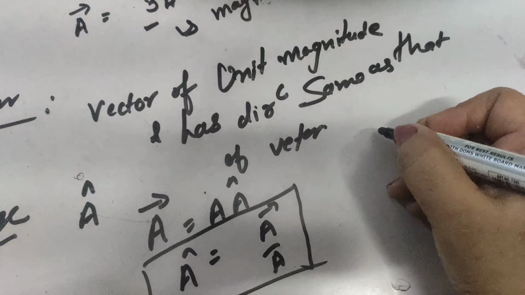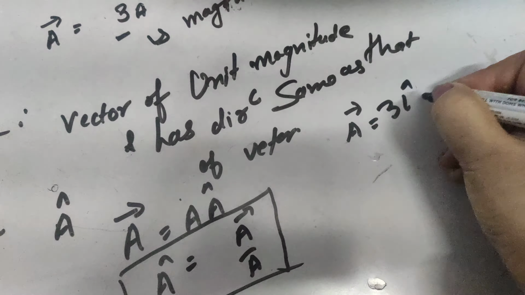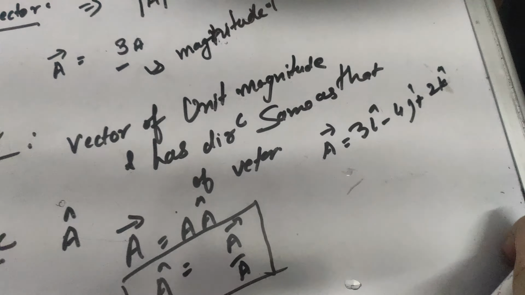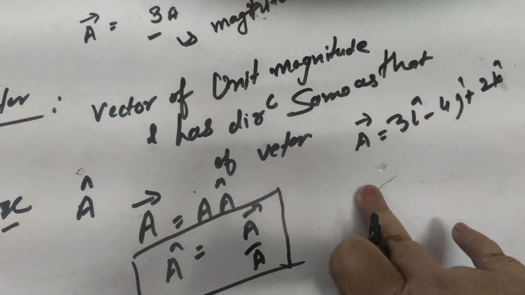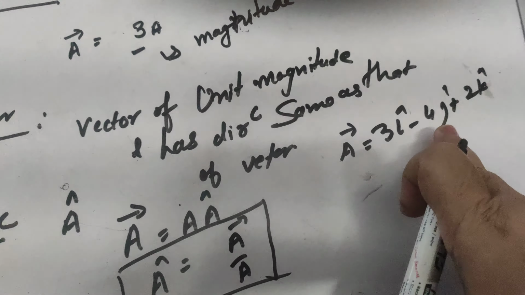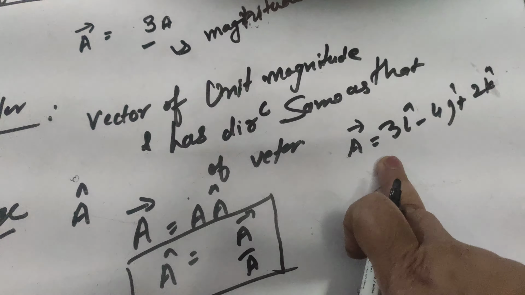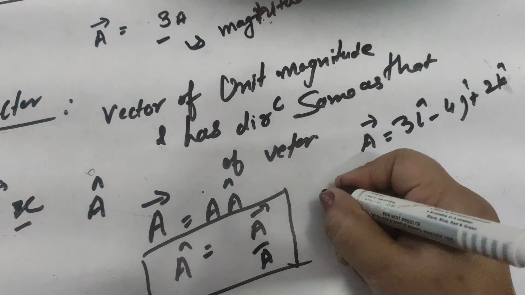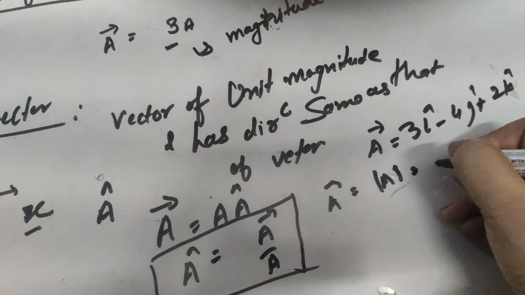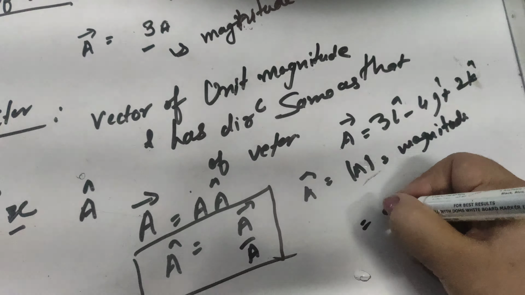For example, suppose vector A is 3i cap minus 4j cap plus 2k cap. In this case it shows that vector A has coordinate 3 along the x-axis, minus 4 along the y-axis, and 2 along the z-axis. So in that case, if we need to find A cap, what will you do first? You will find A modulus, which is the magnitude of A. So how do you calculate magnitude? This can be calculated by a formula.